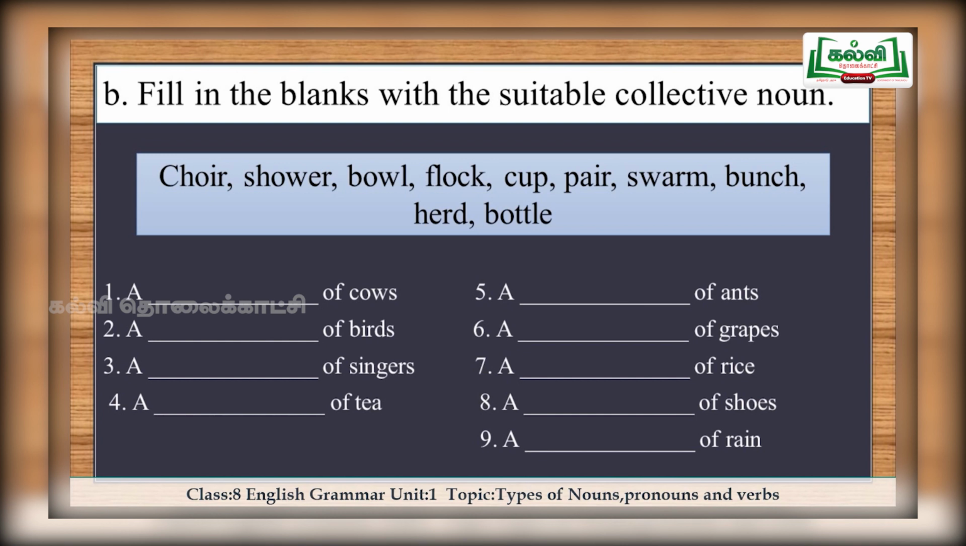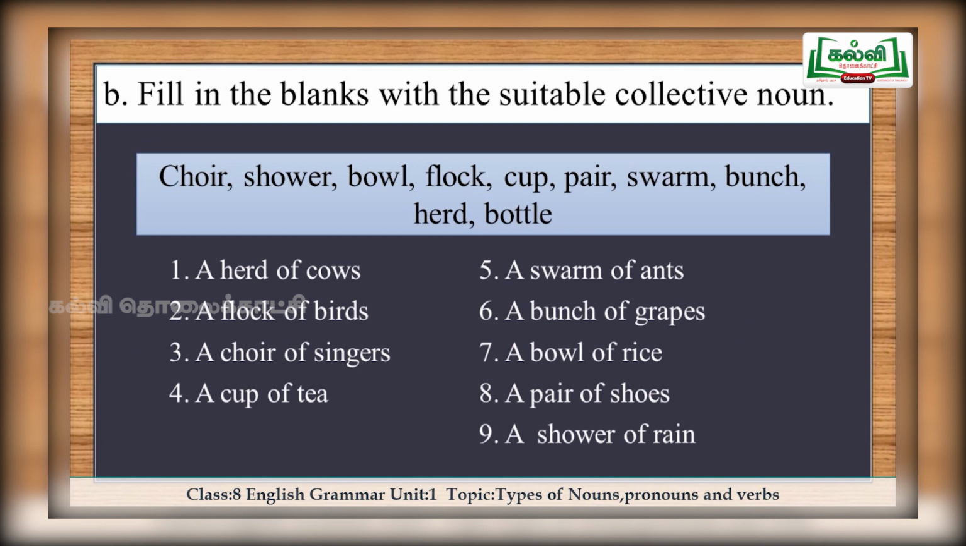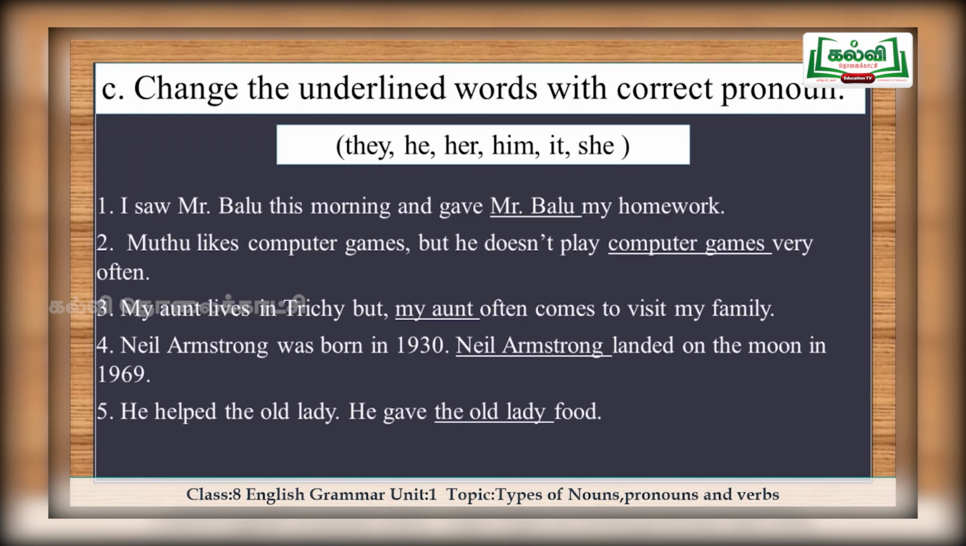Let me tell you the answers: a herd of cows, a flock of birds, a choir of singers, a cup of tea, a swarm of ants, a bunch of grapes, a bowl of rice, a pair of shoes, a shower of rain. Change the underlined words into correct pronoun. Here we have answers like they, he, her, him, it, she.